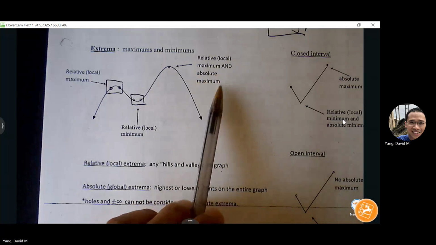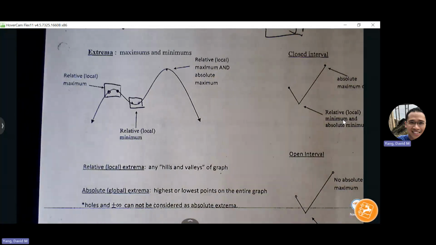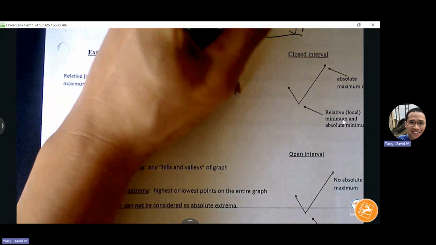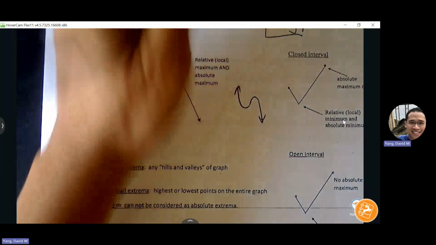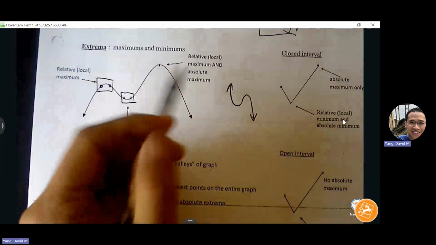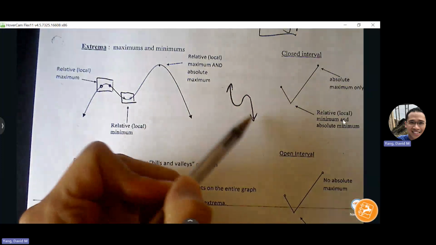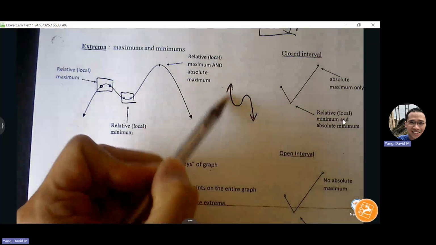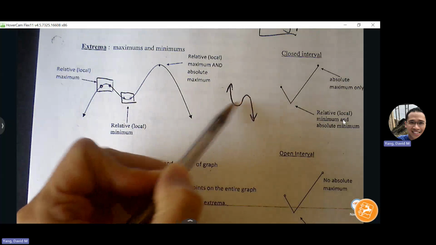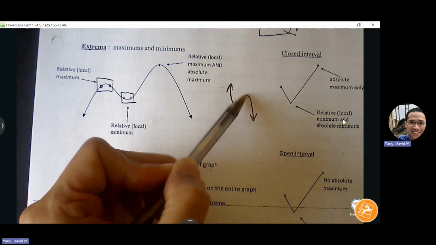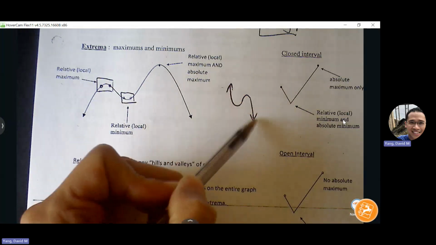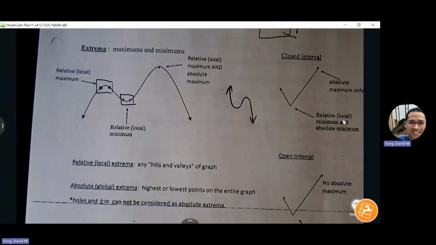Now sometimes some graphs don't have absolute maximums. For instance, if I have a graph that looks like this, there is no absolute max because we consider negative and positive infinity are not real numbers. So here there would be relative max and mins, but there would be no absolute max or absolute min because the graph goes towards positive infinity as well as goes down towards negative infinity.